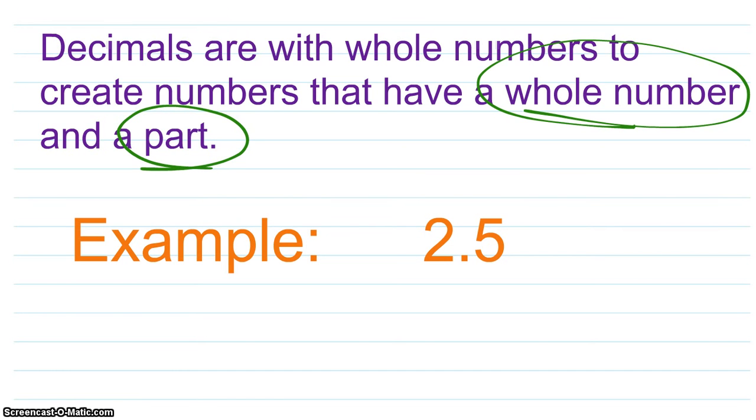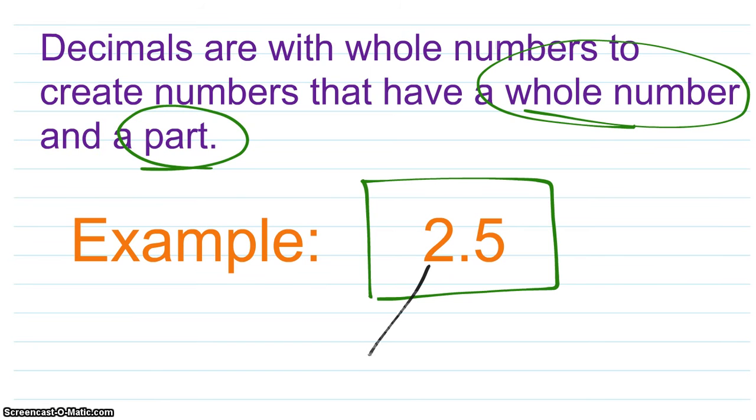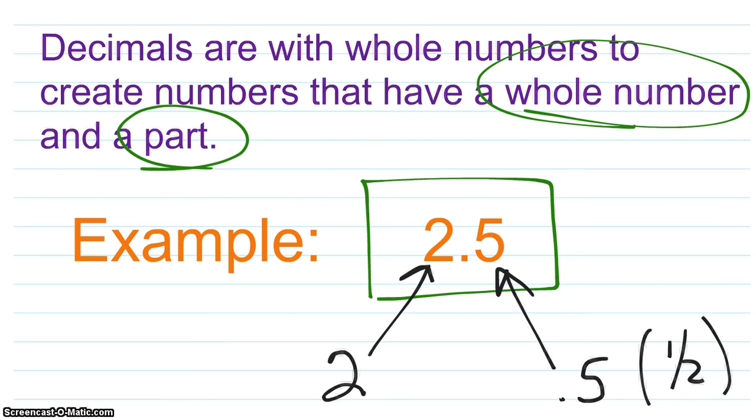For example, the number 2.5, you have a whole number, which is 2, but you also have 0.5, which is the same as half. So this is actually 2.5. It's larger than 2, but smaller than 3. So that's what this decimal does, is it creates numbers that are in between the integers you already know.